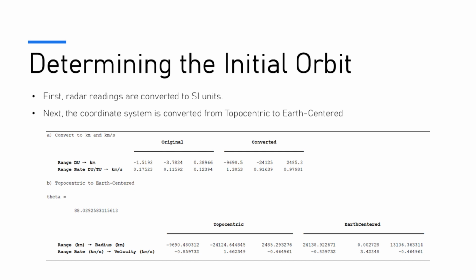Determining the initial conditions was broken into two steps. First, I converted the radar readings from DU and TU to kilometers and seconds. Next, I converted the coordinate system from topocentric to Earth-centered. I would like to include my MATLAB code, but since this project may be assigned to students in the future, sharing it would violate academic integrity. Therefore, I will only be presenting my results.